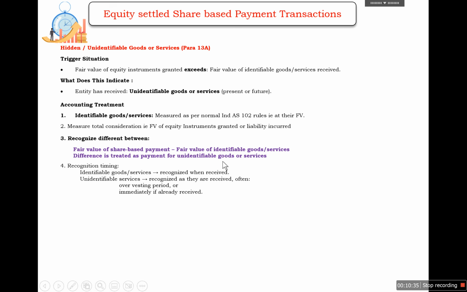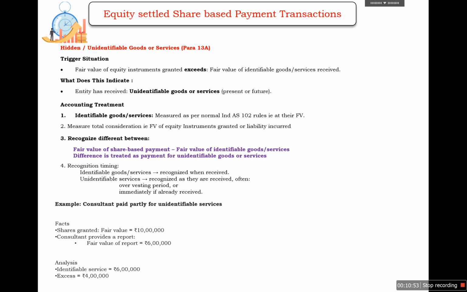So what will be the recognition timing? For the identifiable goods, it will be recognized when they are received. Unidentifiable services will be recognized as and when they are received over the vesting period, or immediately if they have already been received. Let's take one example. A consultant is paid partially for unidentifiable services. The fact is that the fair value of the shares granted is 10 lakhs and the consultant provides a report. The fair value of that report is 6 lakhs. So the identifiable goods are 6 lakhs and the excess that we have paid is 4 lakhs.